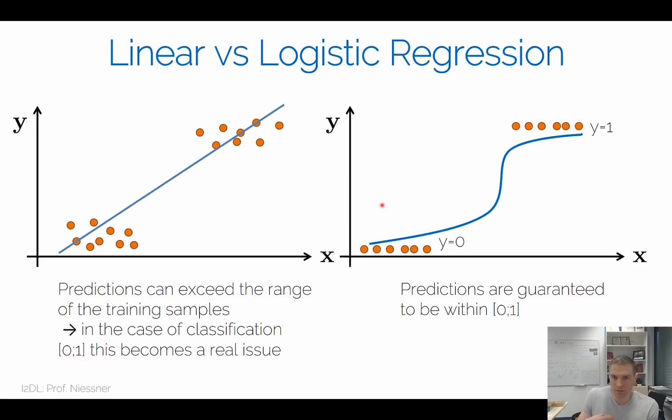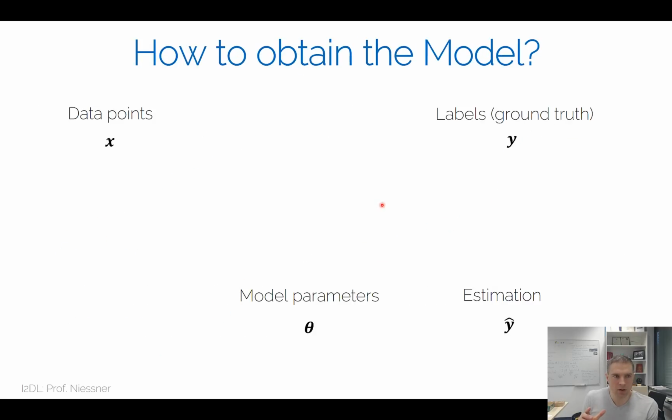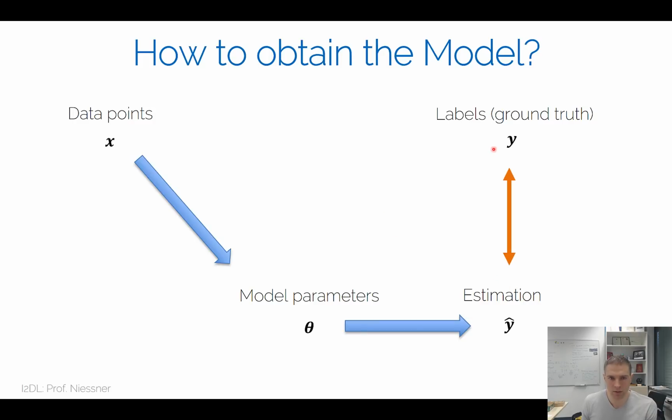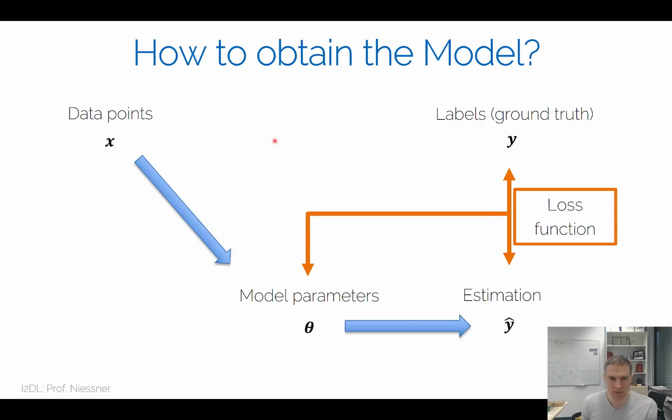So then what we talked a little bit about was how do we obtain these models, right? So the idea is now we have this concept of learning. And this concept of learning means that we have some data points. These data points give us some model parameters. They give us an estimate. We're comparing this estimate with our ground truth labels. We're having this loss function that we just had. And then we iteratively update our model parameters by using an optimization.